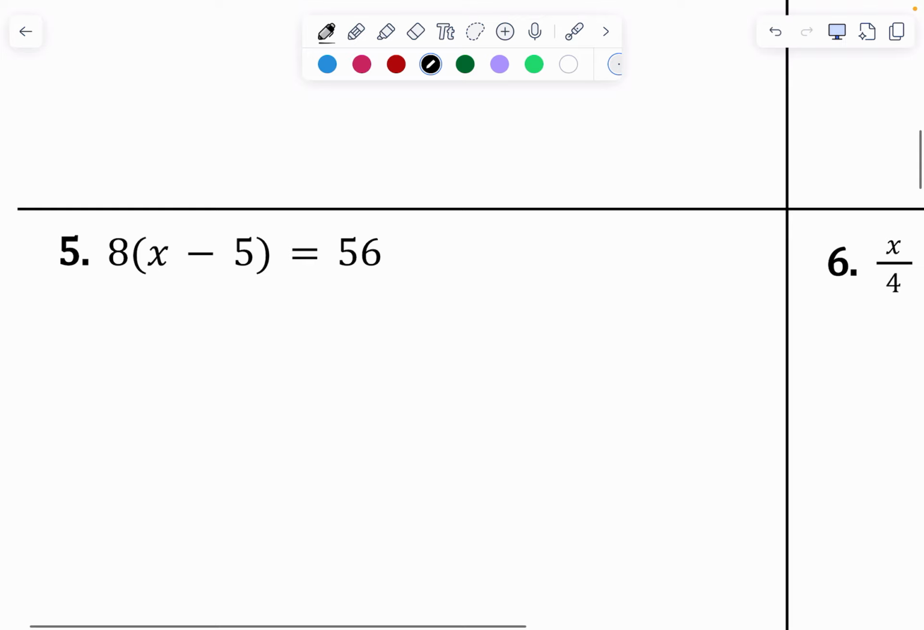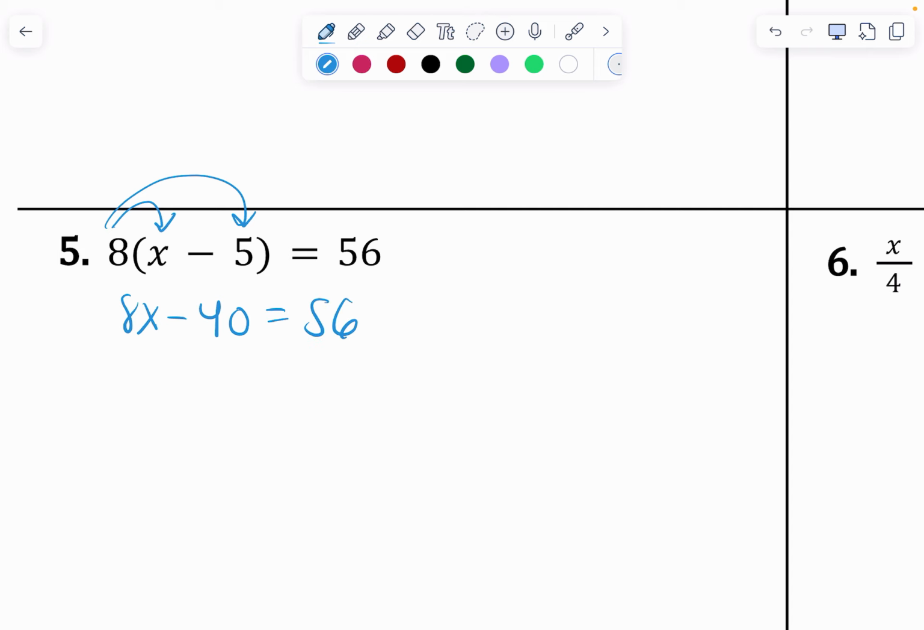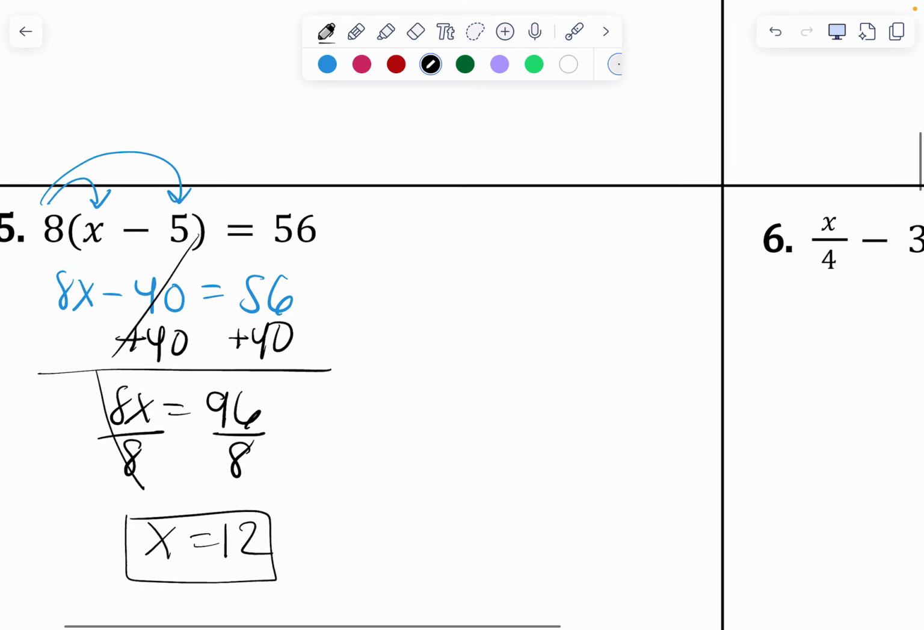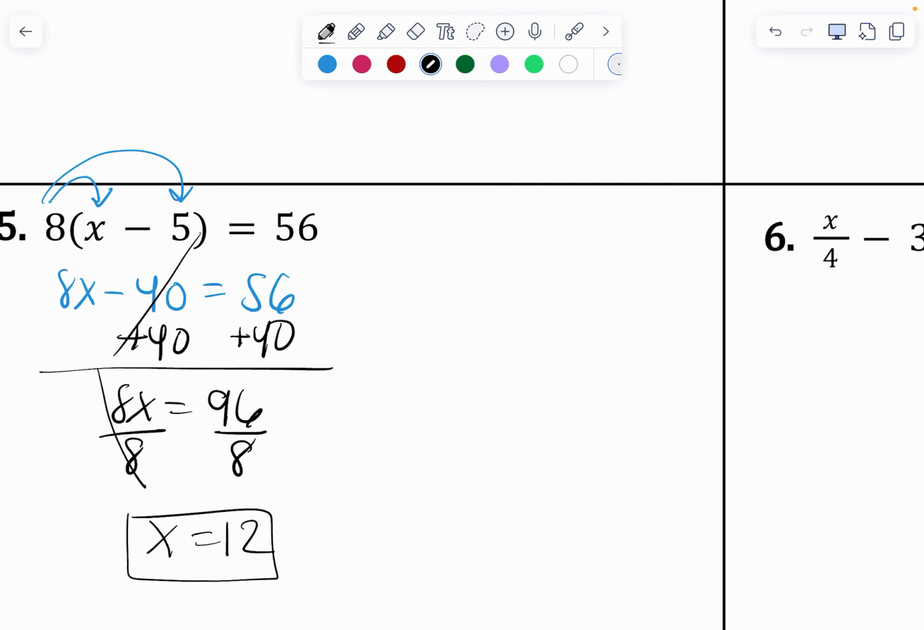Number 5, I could either divide or I could distribute. I'm going to go ahead and distribute in case you were comfortable with distributing. 8 times x is 8x minus 40, because 8 times negative 5 is negative 40, equals 56. I'm going to go ahead and add 40 to both sides. I'm left with 8x is equal to 96. Divide by 8. And I should get x is equal to 12. Again, either way I would have gone about it, either distribute or divide, I would get the same answer.